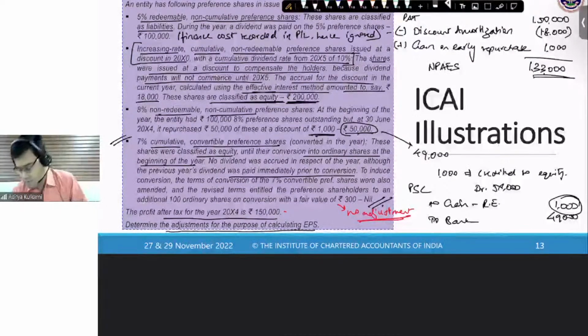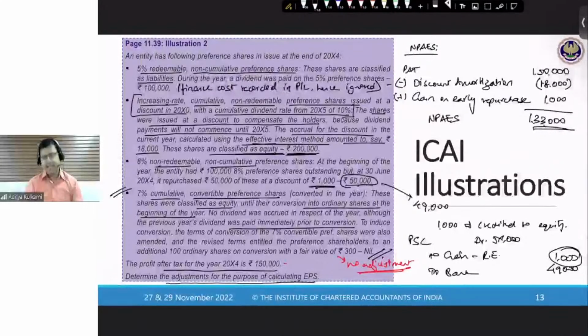Saksham, did you follow? Shailendra, Manini, Soham, Srishti, did you guys follow? Yes. Yes, NPAES is 1,33,000. That's right. Okay, fine, so this completes our illustration 2. Again, there is a small inconsistency here, but we can ignore that.